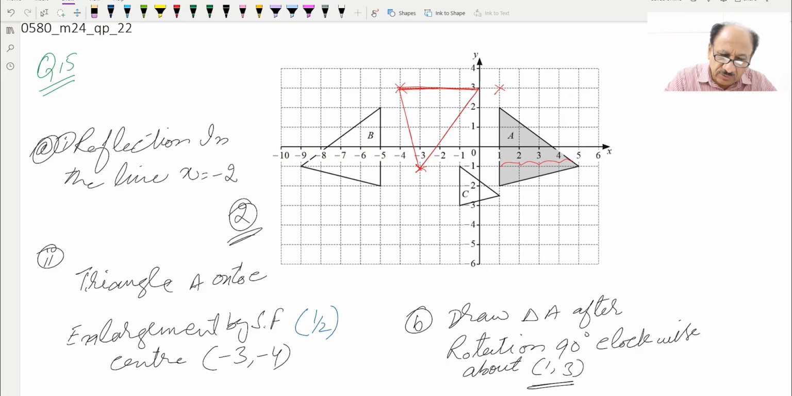And this will be the answer, which is a rotation, 90 degrees clockwise, about the given origin, which is (1, 3), and this will complete our answer. Hopefully you understood this. Now we can go ahead with the next question.